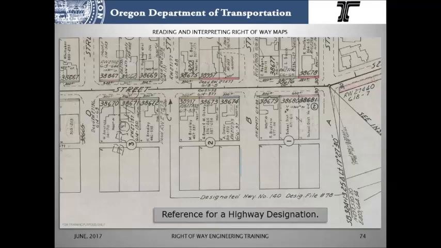So other things you may see on the right-of-way map. Here's a reference for a highway designation. It says designated as highway number 140 and designation file number 78. So highway 140, the Hillsborough-Silverton Highway, comes down 1st Street, down C Street, up, I believe that's Front Street, and then goes into Water Street.